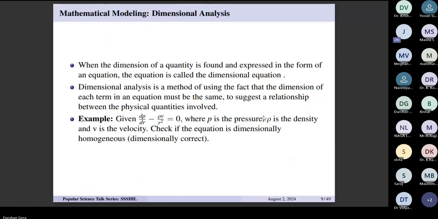And we will talk about dimensional analysis. Before that, let us learn what a dimensional equation is. Suppose you have got the dimension of some physical quantity and you represent it in the form of an equation in terms of some other dimensions, then it is called a dimensional equation. Dimensional analysis ensures whether each term in the model has the same dimension or not. Like this equation: dP over dr minus rho v upon r square. Here P is pressure, rho is density, v is velocity, r is distance.